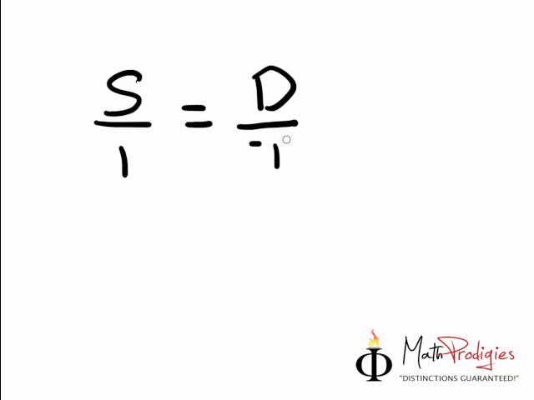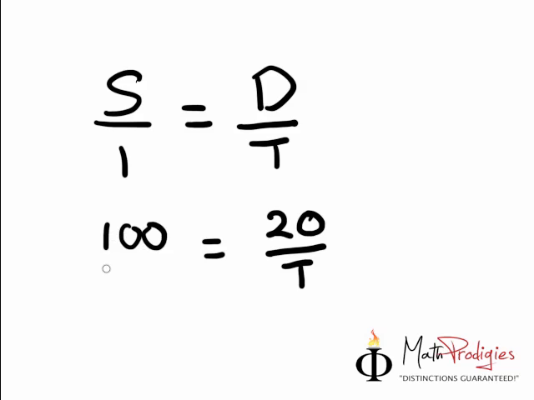Okay, for example, S over 1 again equals D over T. What I want to do is tell you that the distance that I was going was, let's say, 20 kilometers. And my speed was, let's say, 100 kilometers per hour. So what do I do now? Oh no, now my T is here. How do I make T the subject of the equation?